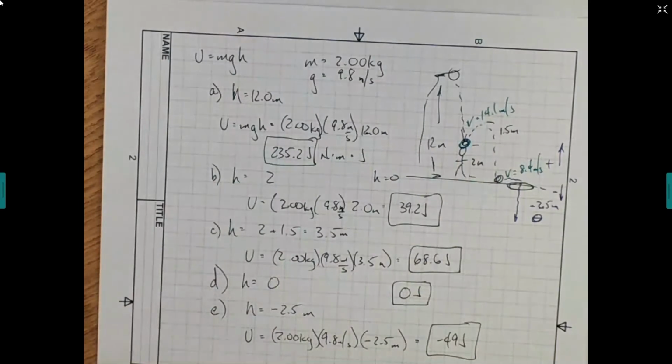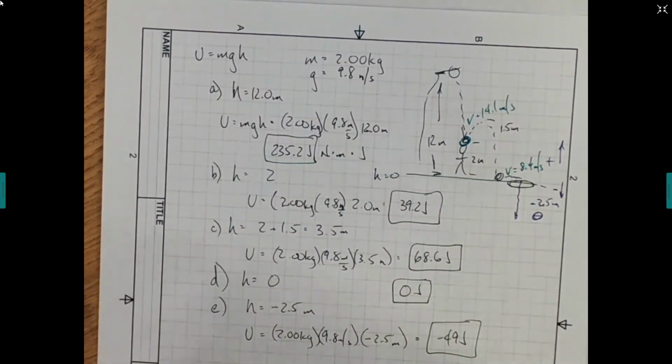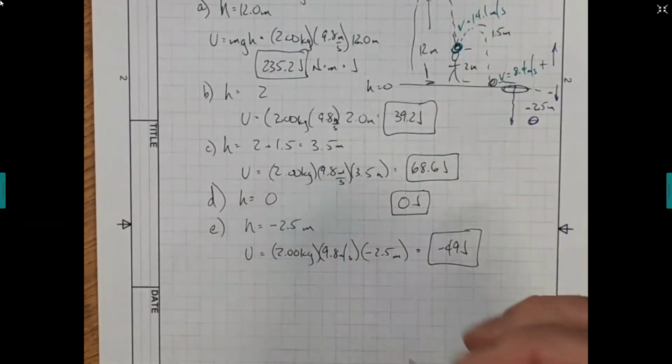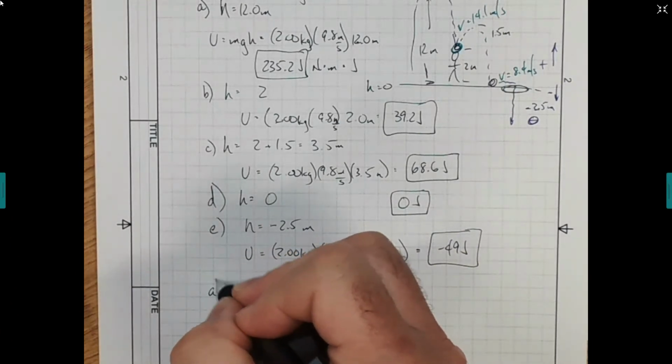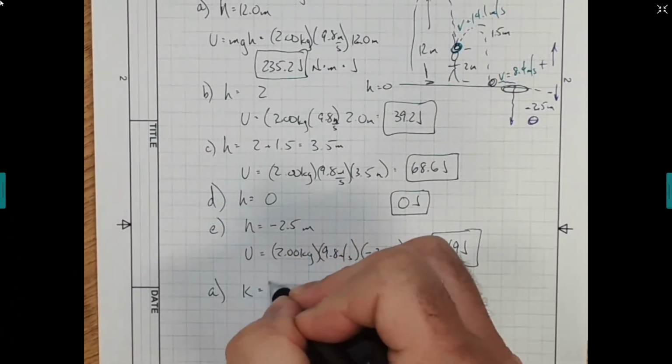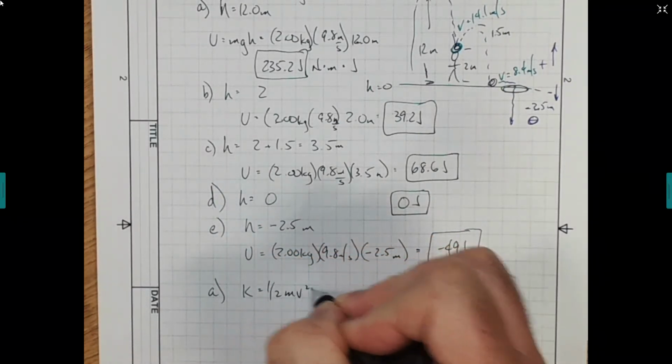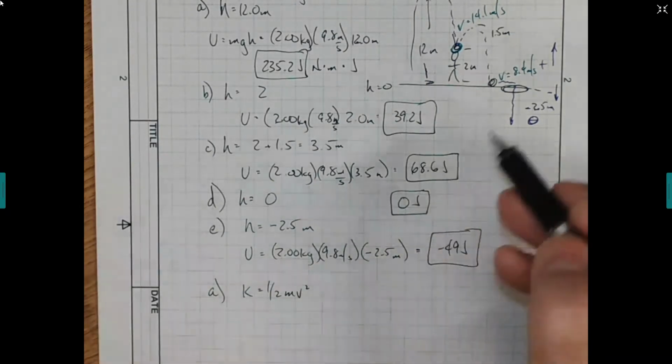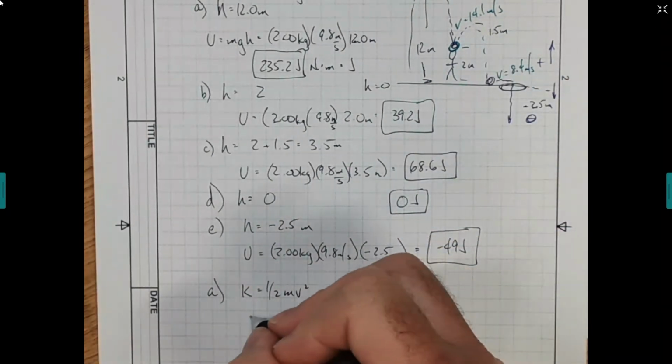So we want to find now the kinetic energy at those same spots. Okay, so let's look at that. So we know our kinetic energy, so let's look for A. Kinetic energy is 1/2 mv squared. Okay, so the V is 14.1 for this case.